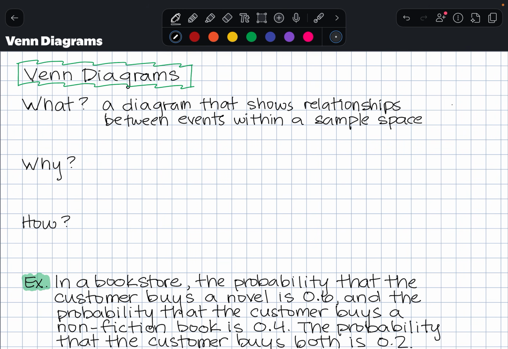And the why is this helps us determine and or probabilities, and it helps us figure out complements. So this is going to help us do probability calculations.